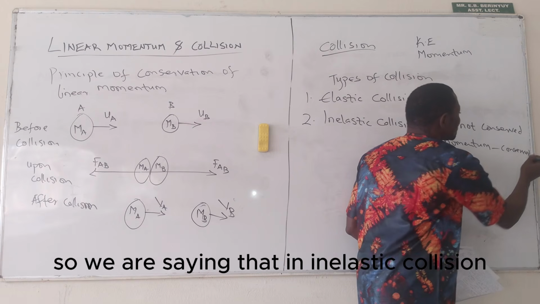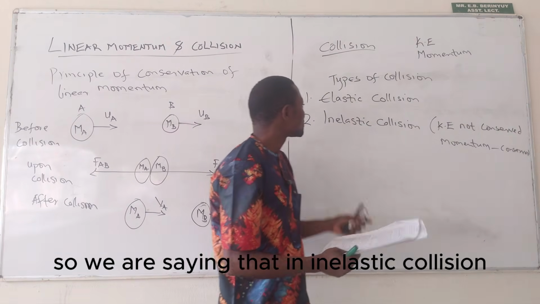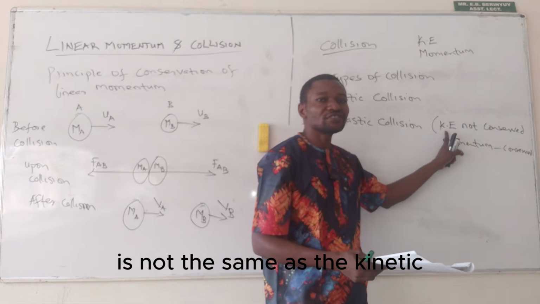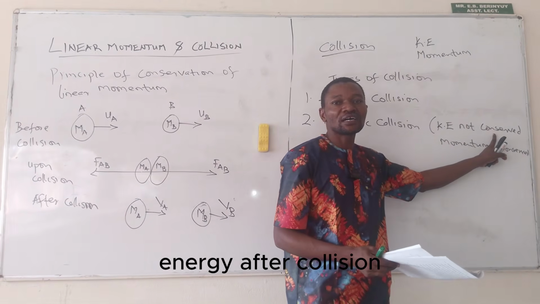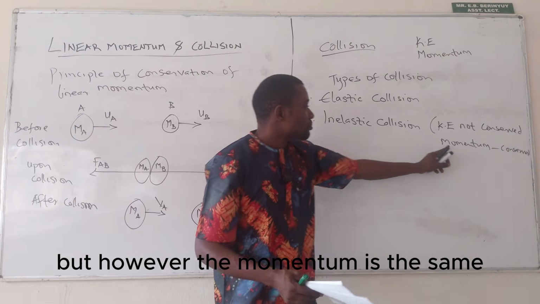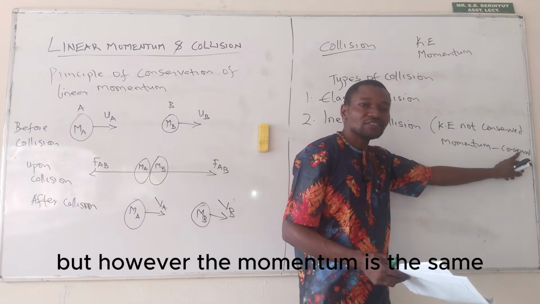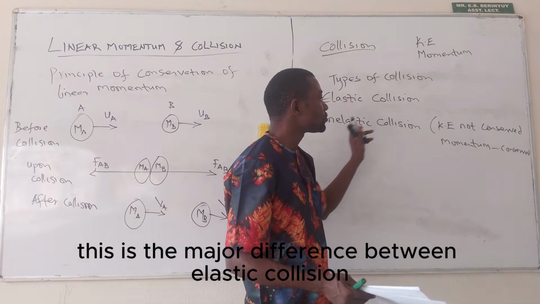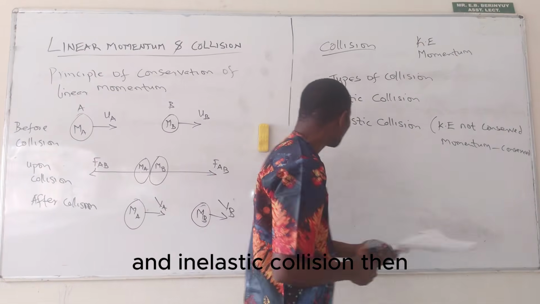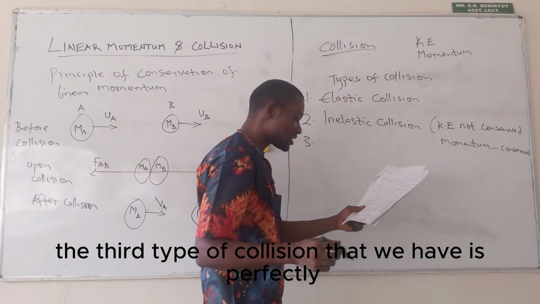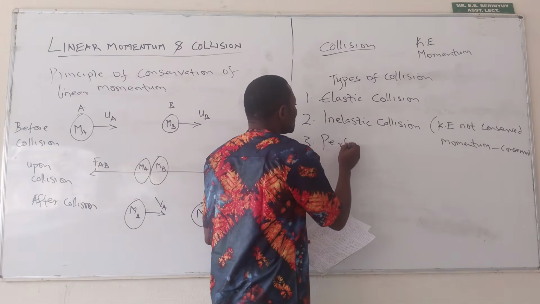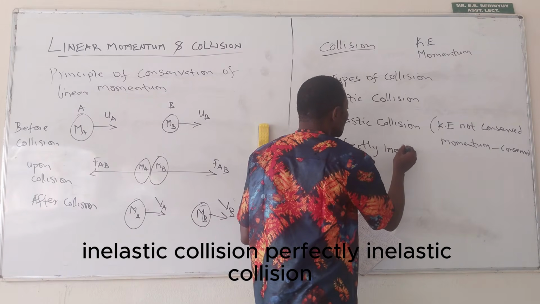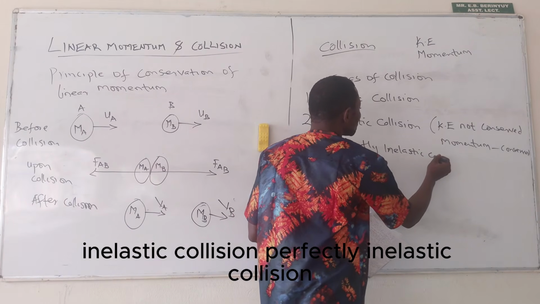So we are saying that in inelastic collision, the kinetic energy before collision is not the same as the kinetic energy after collision. However, the momentum is the same, so it is conserved. So this is the major difference between elastic collision and inelastic collision. Then the third type of collision that we have is perfectly inelastic collision.